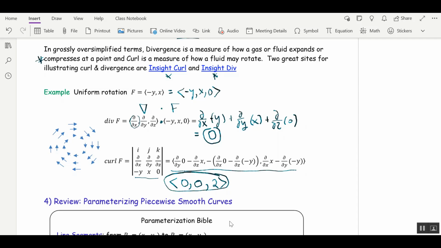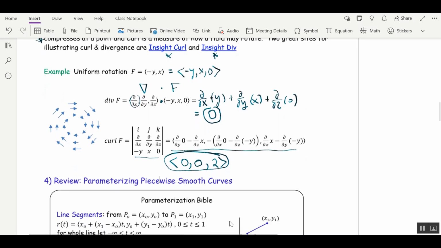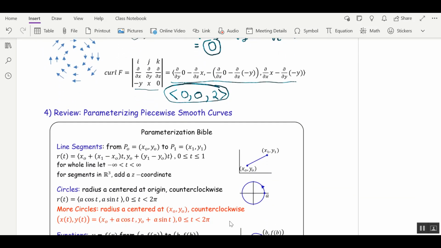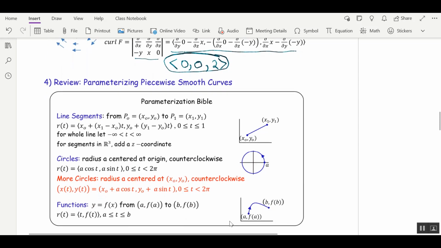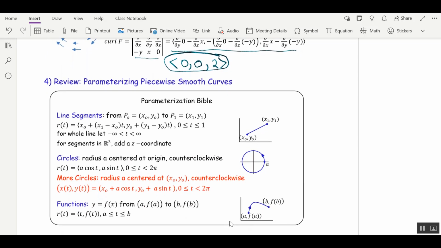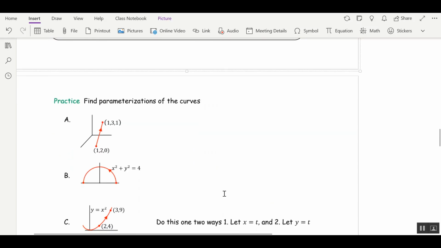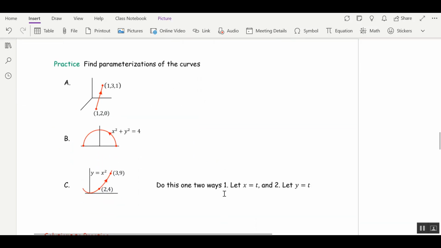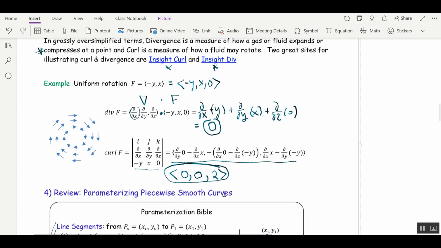I want to finish by taking a look at this vector field on Calc 3D with you. But before I do that, let me just mention topic 4, parameterizing piecewise smooth curves. This is the parameterization Bible, if you've taken calculus with me, that you saw back in Calc 2. There's formulas for line segments, circles, and functions. And this is going to be super important when we start doing line integrals. So I've got some problems here for you to parameterize, and then the answers are below, so you can check your answers. All right, so now let's hop over to Calc 3D.